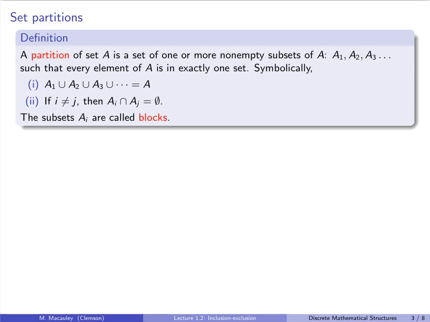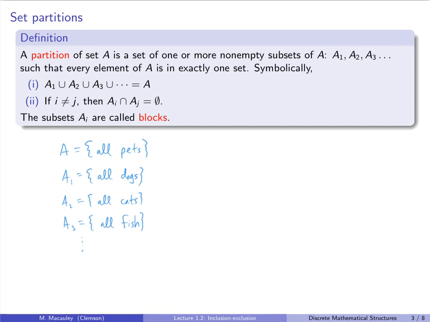We can think of partitions of everyday objects. For example, suppose A is the set of all pets. Then let A1 be the subset of all dogs. Maybe A2 is the set of all cats. And A3 is the subset of all fish. And we can keep going. We're going to have many of these.